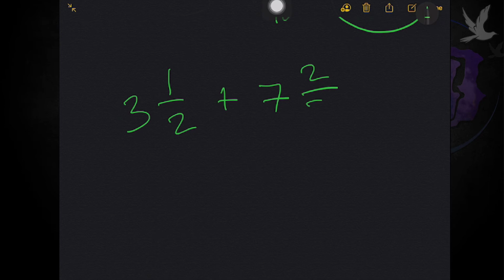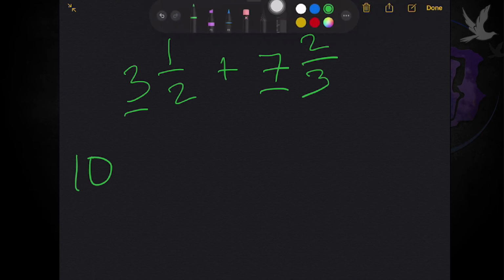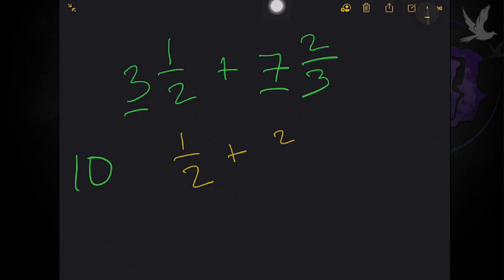Okay, let's say we have 3 and 1/2 plus 7 and 2/3. So we have 3 and 1/2 and 7 and 2/3. Then again, getting our whole numbers, 3 plus 7 will give us 10. Separate lang muna natin yan dyan. Taking our fractions, we have 1/2 plus 2/3.